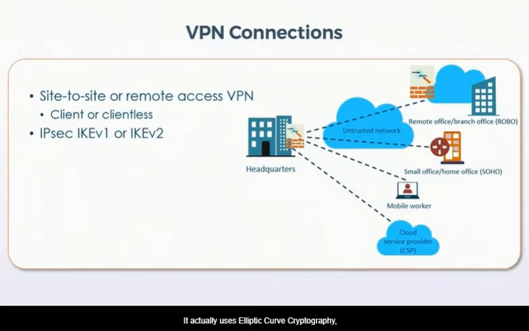It actually uses elliptic curve cryptography so that it can be better for mobile devices. It gives you better security with a smaller key space, and it supports newer security suites for compliance with, let's say, federal agencies and things like that. So IKE version 2 is preferable, and it doesn't have two separate phases like IKE version 1. It's much faster and more robust and more secure.